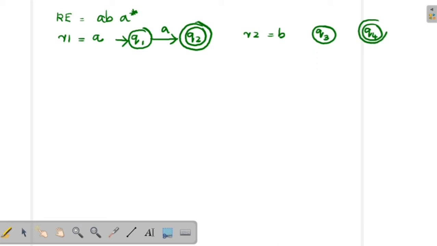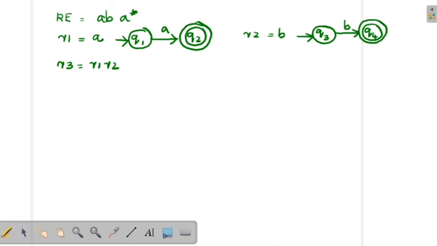Q4 is the final state. Then there is a transition from Q3 to Q4 over the alphabet B. Okay. Then next we construct R3. R3 we can write as R1 R2. That is AB. So to concatenate R1 R2, we draw the epsilon NFA for R1 followed by the epsilon NFA for R2.